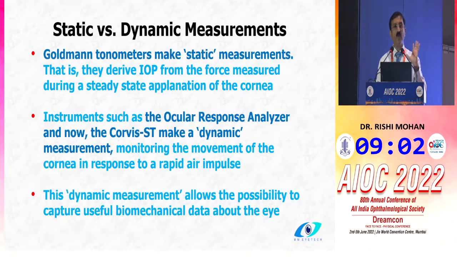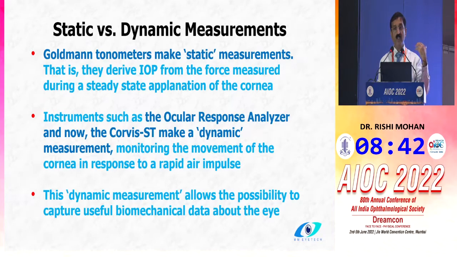Now let's talk about the Goldman Tonometer. Fantastic device, but it makes static assessments. So what does it do? It takes the cornea and applanates it. Then it gets into a steady state. And when it's in a steady state, it takes a reading. This derives the intraocular pressure.